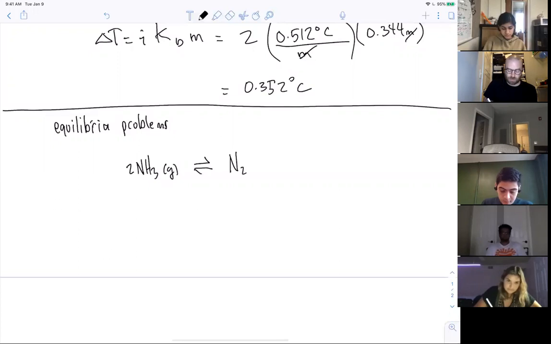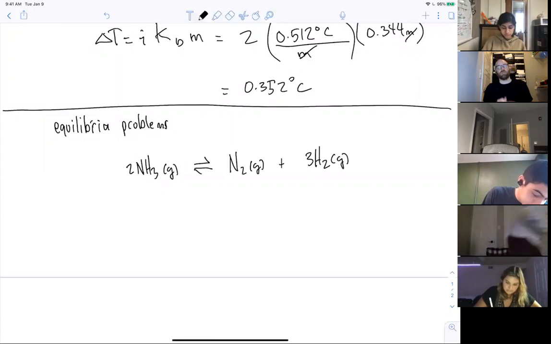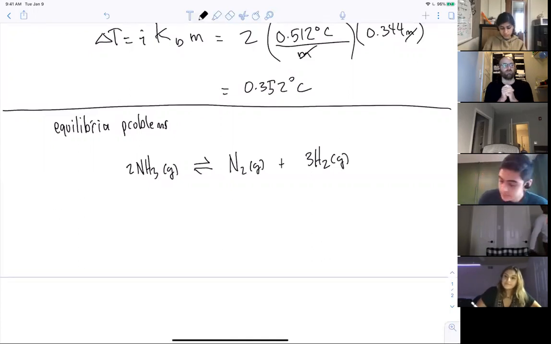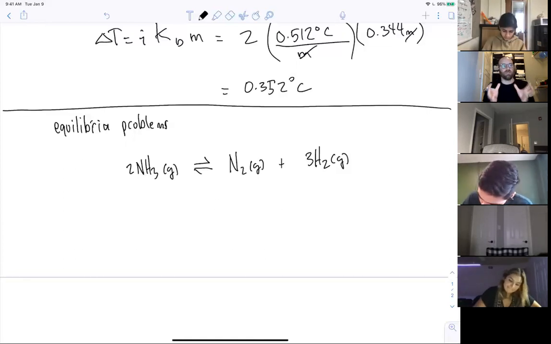So this reaction is super important. You don't have to memorize this reaction. It's super important to us as a society, though, because this is how we get fertilizer, which is everything, I think, in terms of agriculture. The process is called the Haber process.